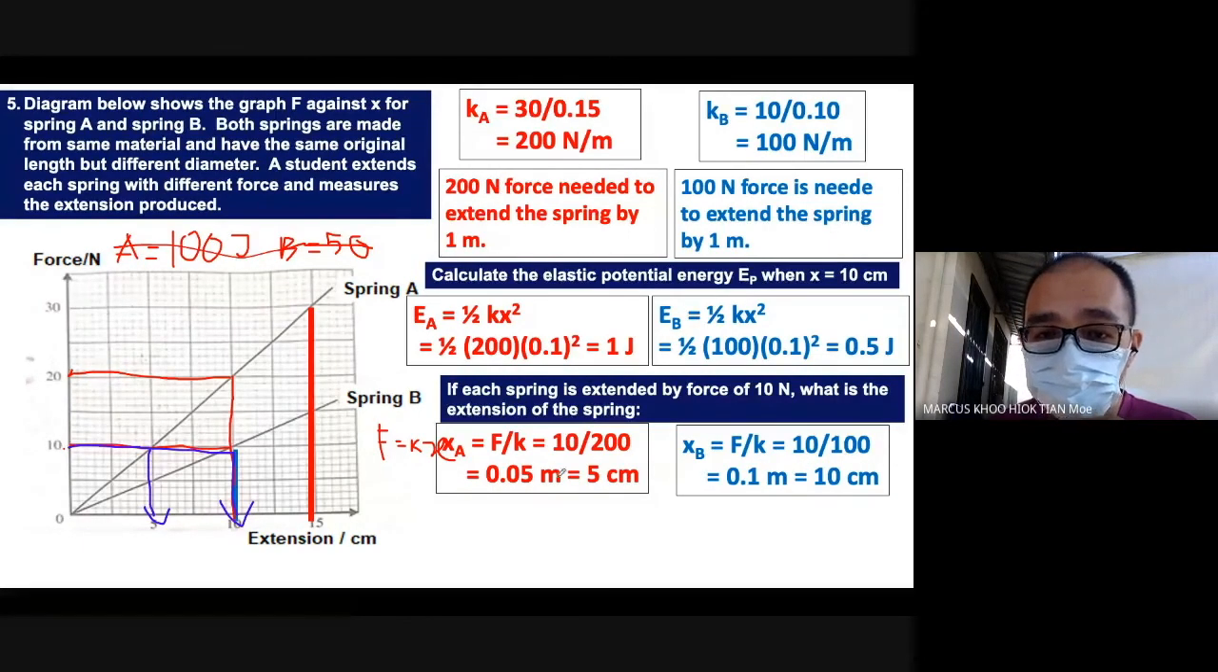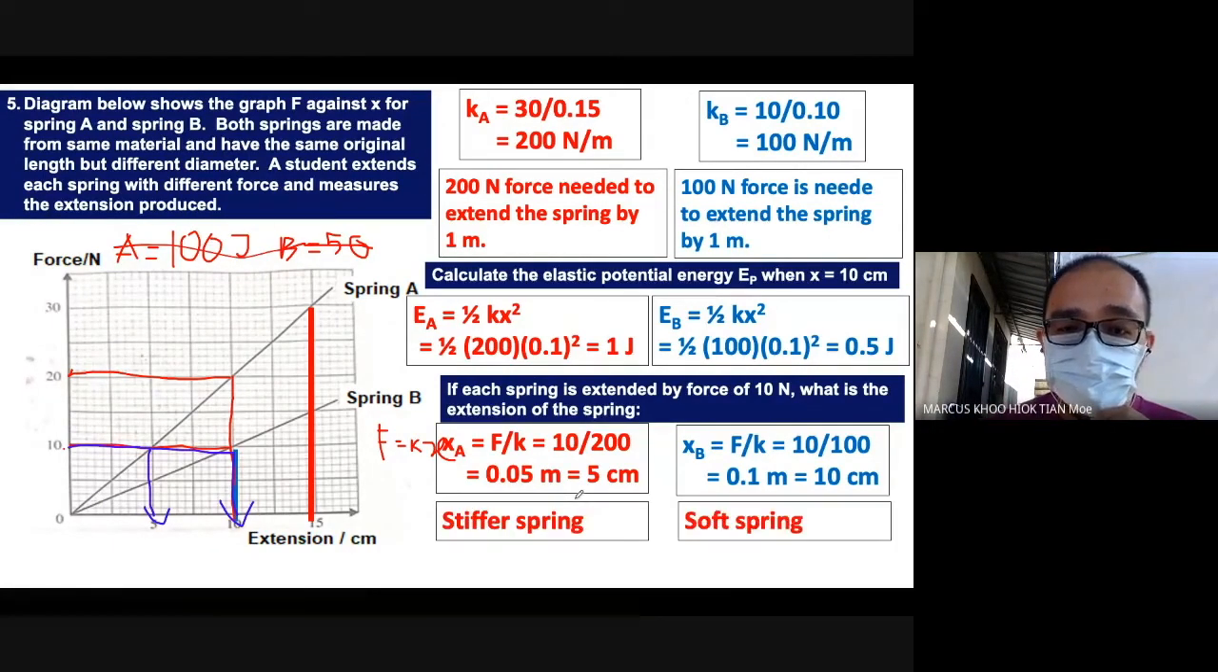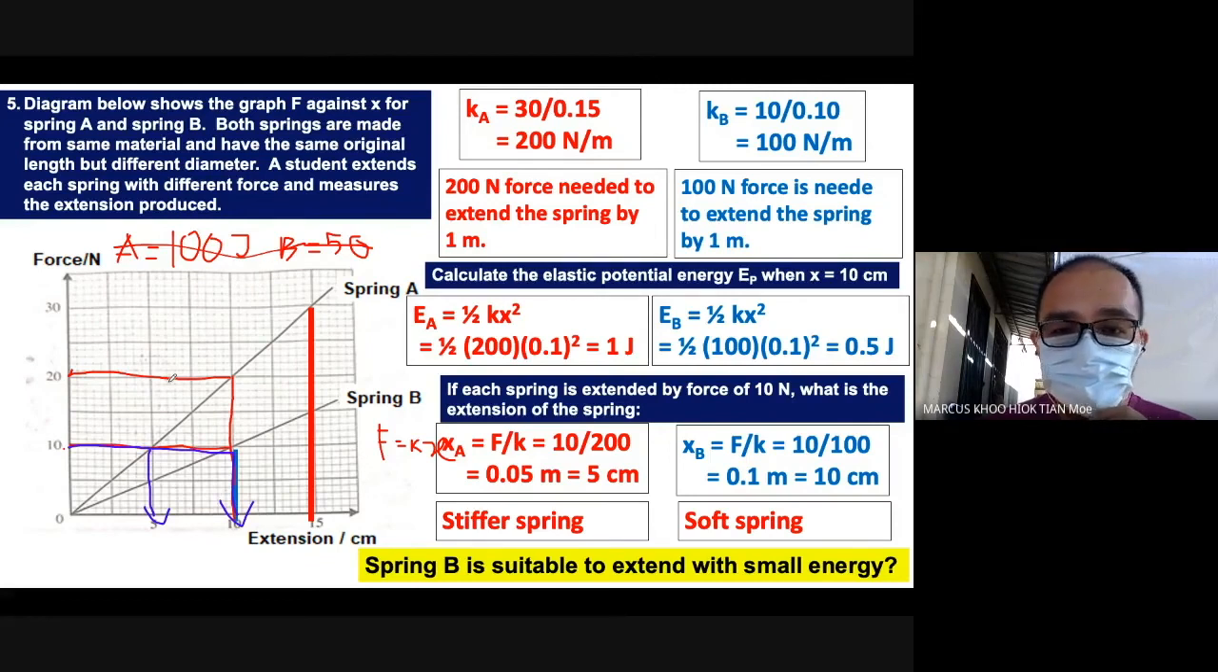Why? Because spring A is stiffer, it is harder. You need more force in order to give the same extension. So all of these are related. Please think about this. That's why this is a stiffer spring and this is a softer spring. We proved it by calculation and we also proved it by graph. So spring B is suitable to extend with small energy. It's easier to extend spring B because it is not so stiff.